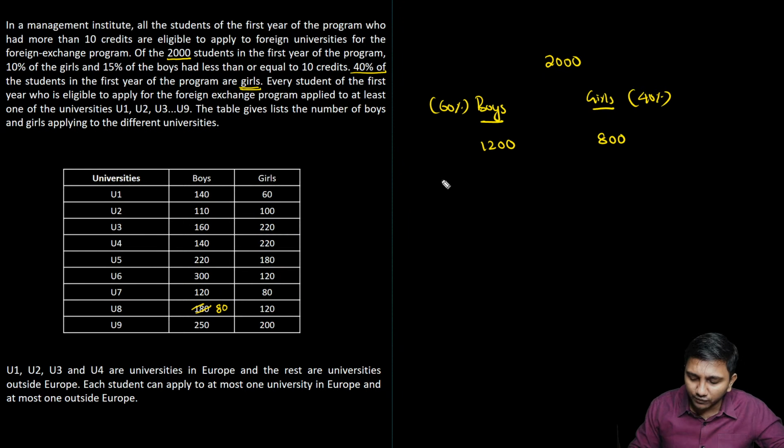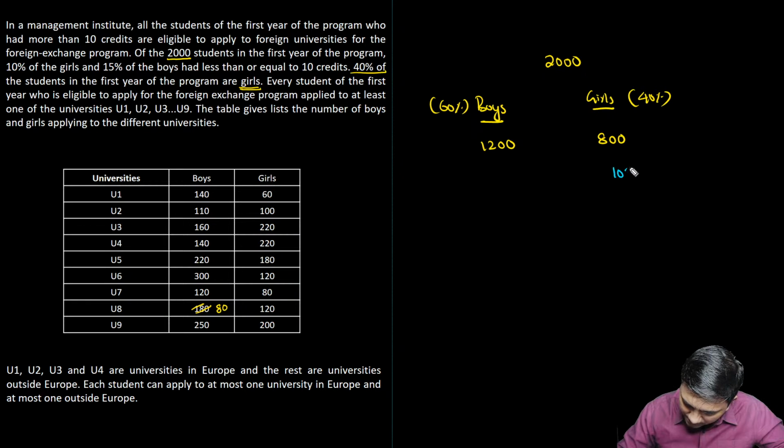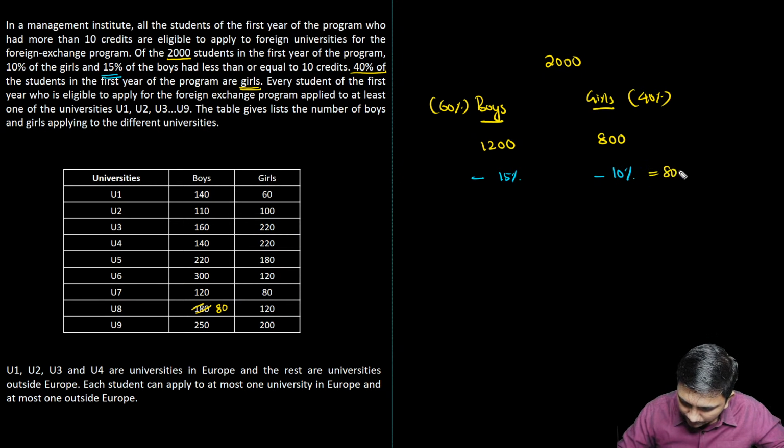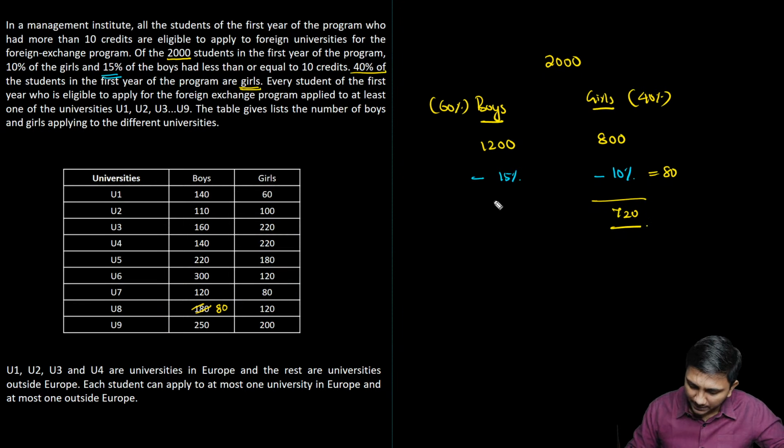So I'll have to remove them from the total number of boys and total number of girls to find out how many of them are actually eligible to apply. So let's do that. 10% of the girls, so 10% of this, and 15% of the boys. So 15% of this I'll have to subtract. Right? So 10% of 800 is how much? That is 80. So 80 I have to subtract from this. So 720 girls only will be eligible to apply.